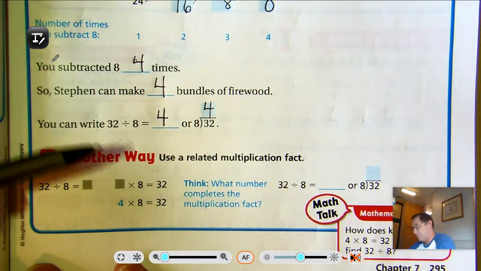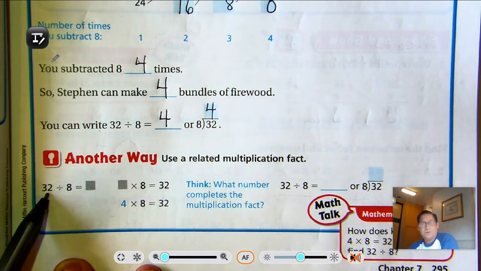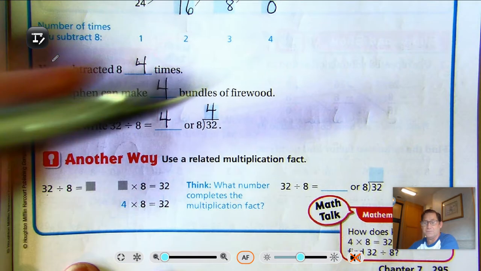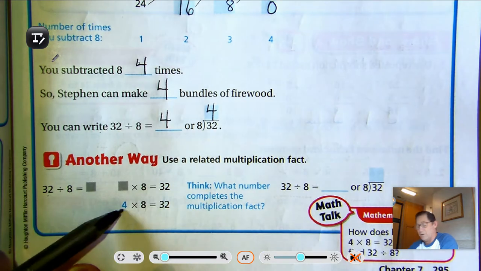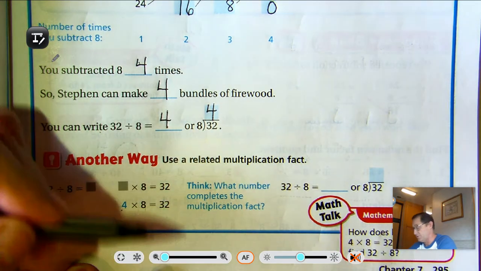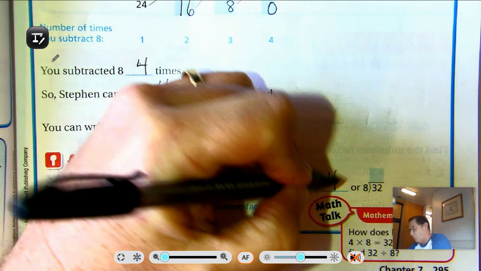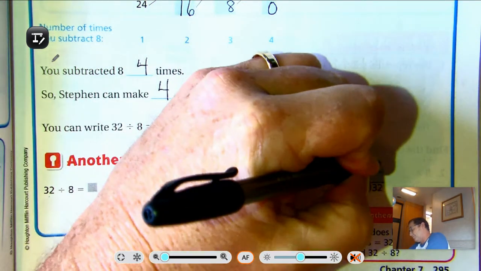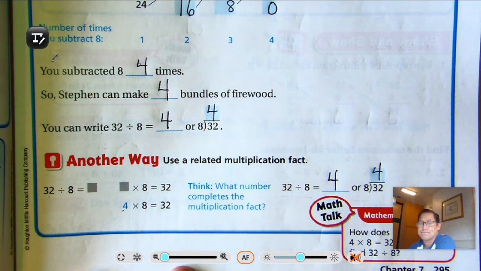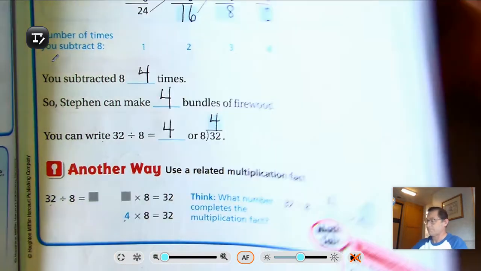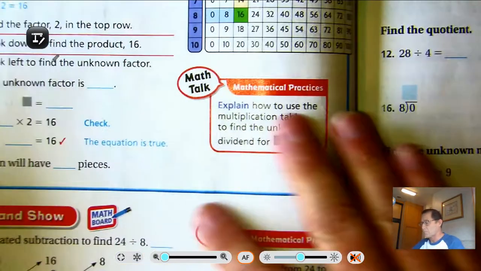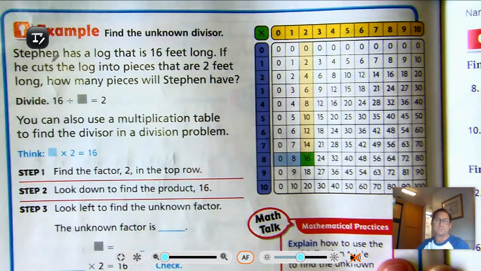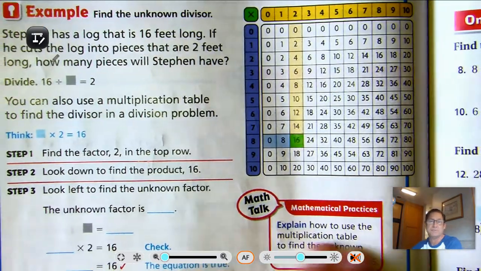So if we were doing that, then we'd look at 32 divided by 8. That's the same as saying some number times 8, or 8 times some number, is 32. Well, 8 times 4 was 32. So if 4 times 8 is 32, then 32 divided by 8 is 4. All right, and we can find the unknown divisor using a multiplication table.